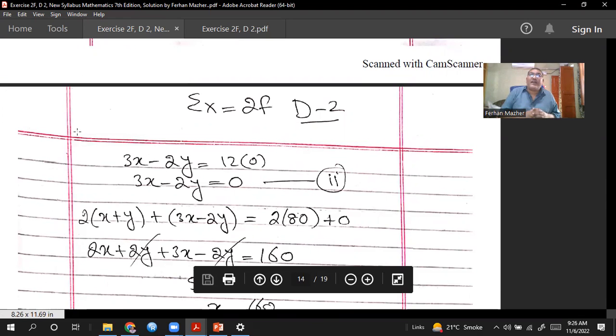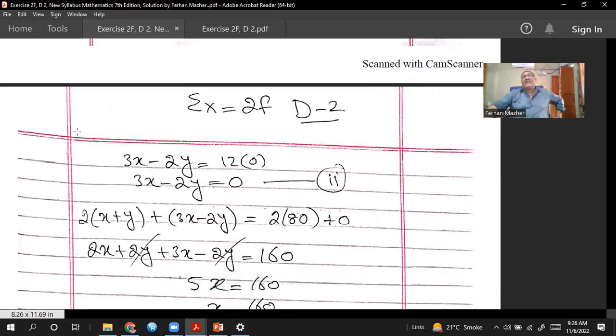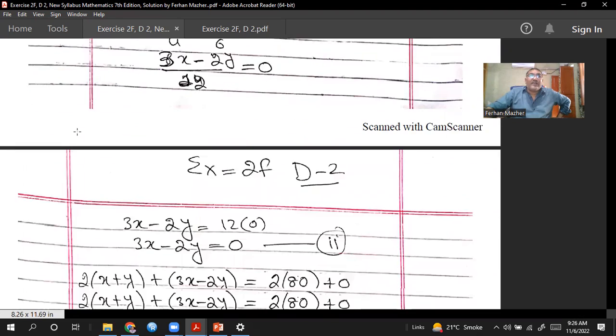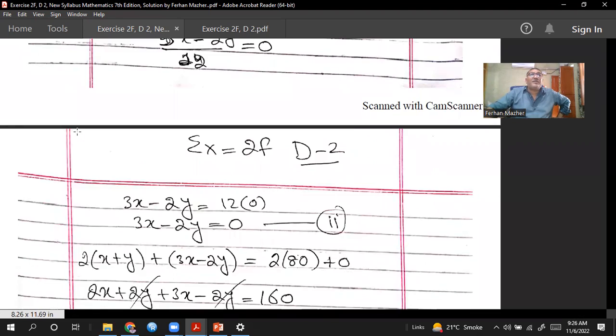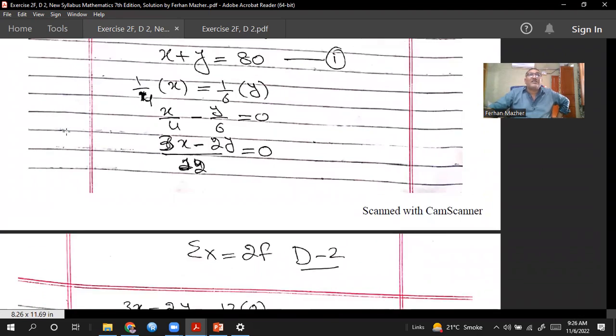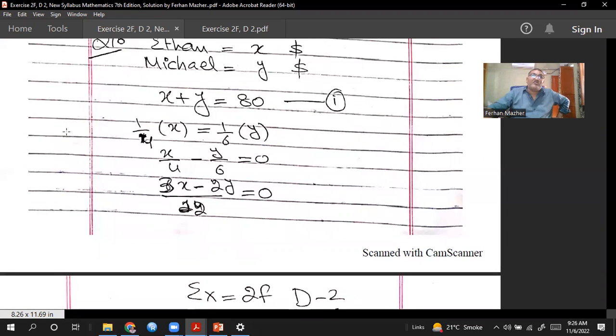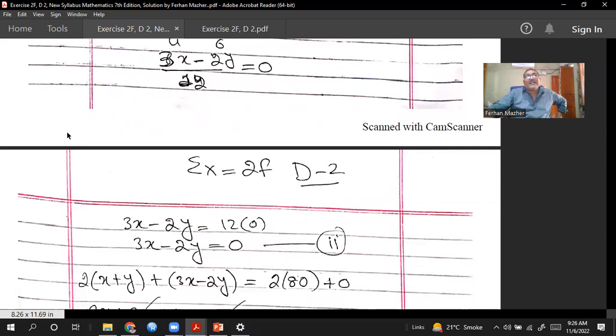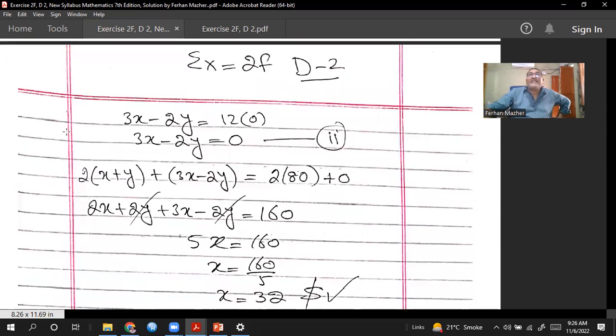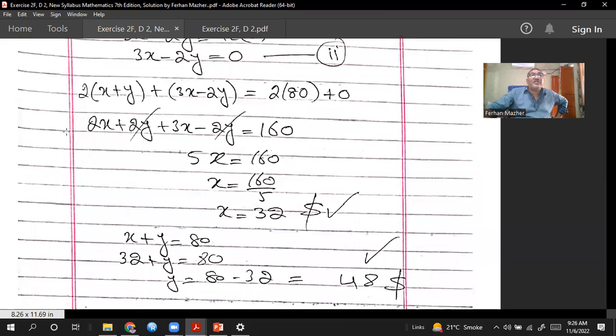So 3x minus 2y equals 0. That is my second equation. If you look at the first equation and the second equation, simply multiply the first equation by 2. The y coefficient will become the same. In one equation, it is plus 2y. In the other equation, it is minus 2y. Simply add them and you will be good. The y will be eliminated.